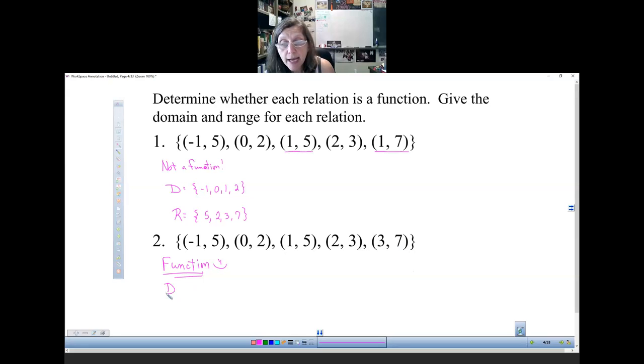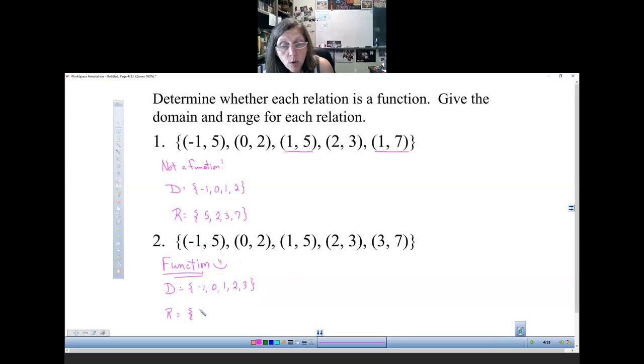Now I can list the domain, and that domain is the x values -1, 0, 1, 2, and 3. I usually just list them in the order that they're written. It does not matter. MyLab is not going to care what order you list them in. If it's multiple choice, they might list it in numeric order or they might not. But if it's just typing in the answers, it doesn't matter.